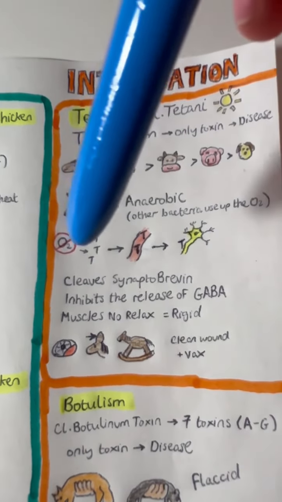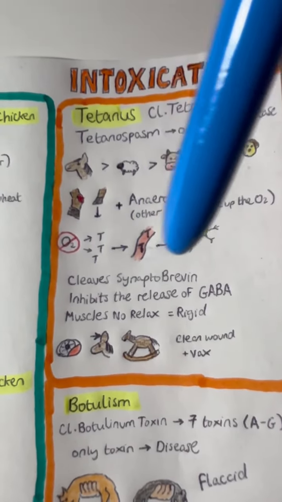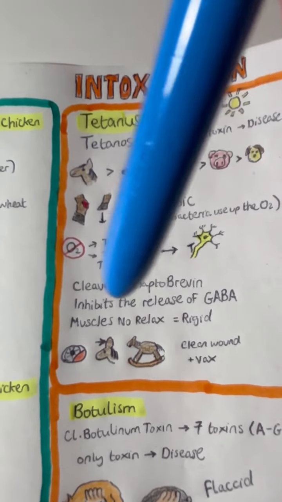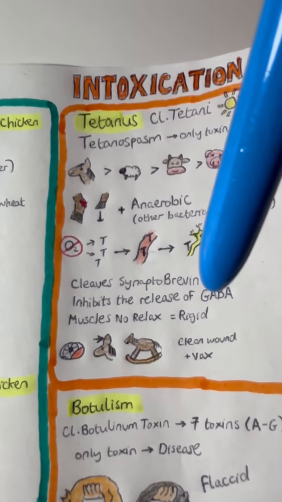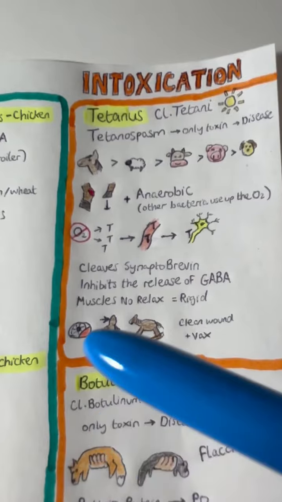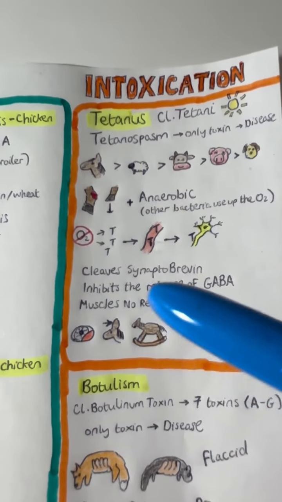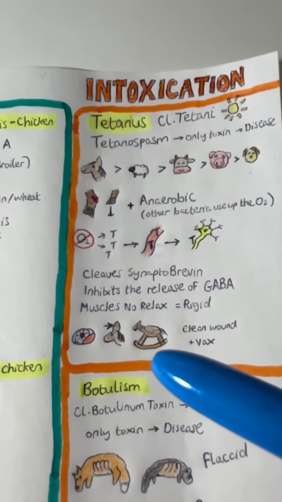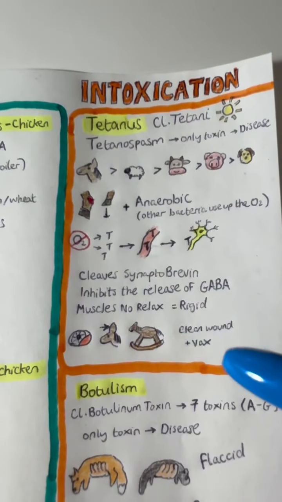It then cleaves synaptobrevin and inhibits the release of GABA, and this causes the muscles to not relax and they become very rigid. The clinical signs are a prolapse of the third eyelid, erect ears, and the sawhorse position. You can prevent this through cleaning wounds and using vaccination.